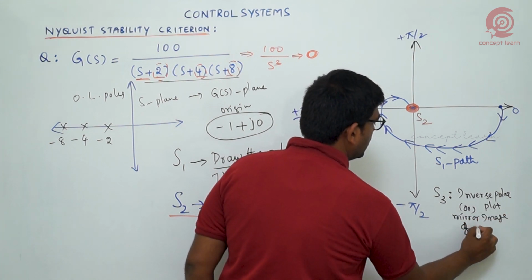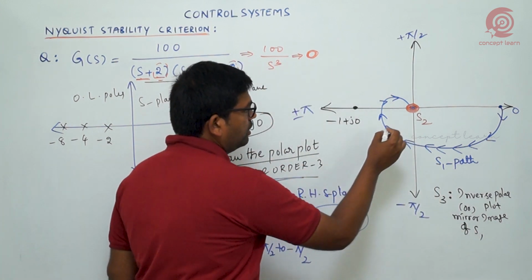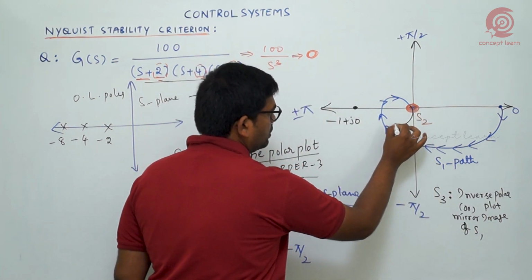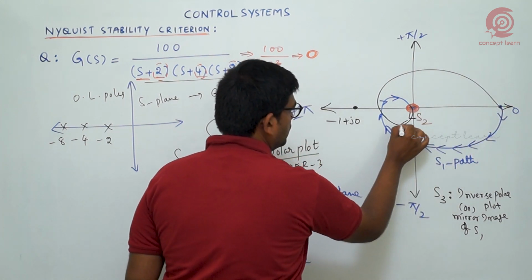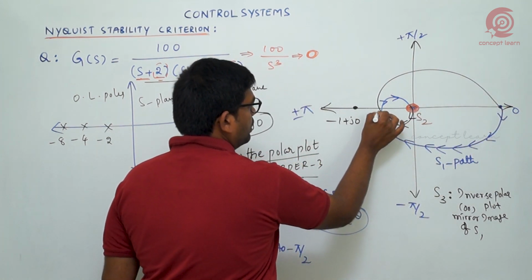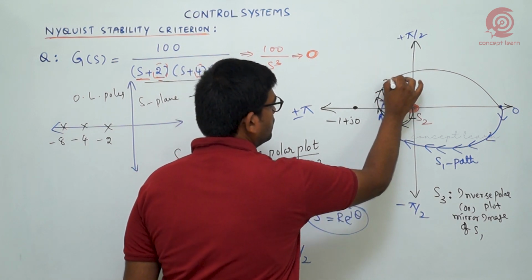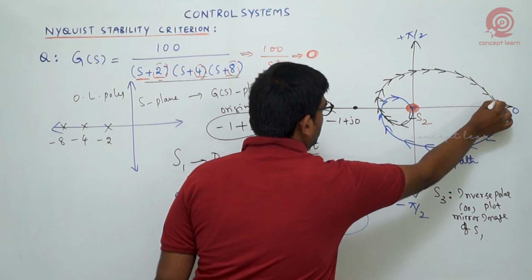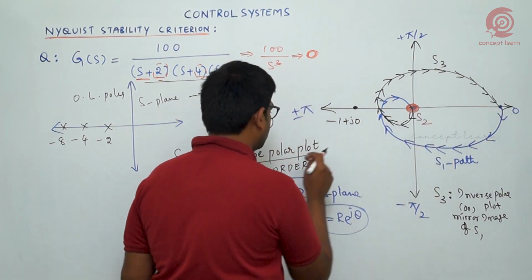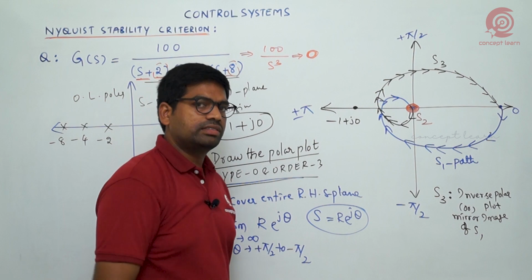Mirror image of S1. Just need to draw the mirror image of S1 like this only. So this is S3. Okay, this is the procedure. In covering the entire right half of the S plane, we are following this construction of S1, S2, S3.